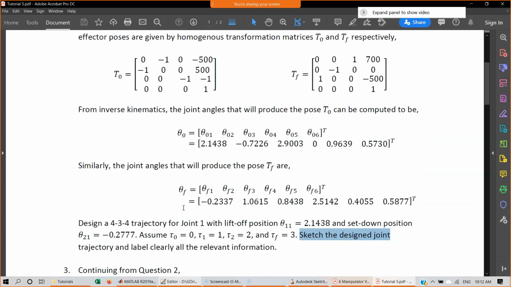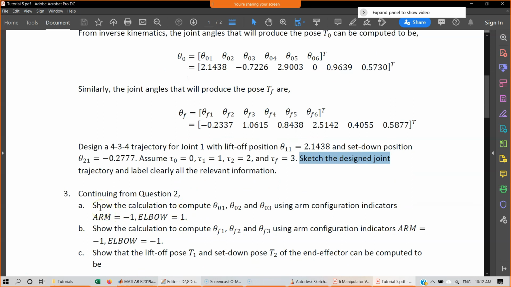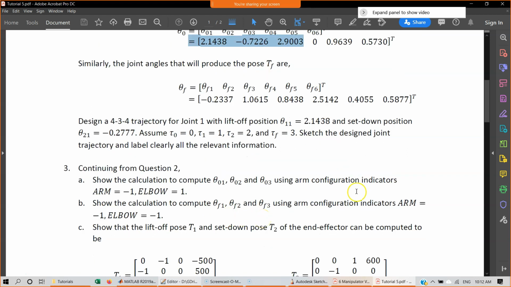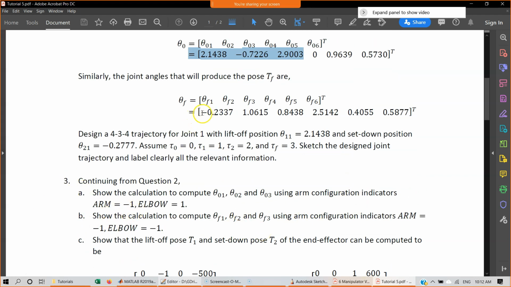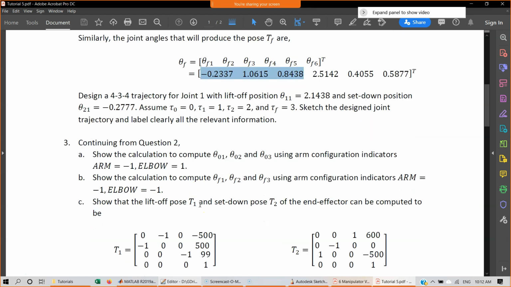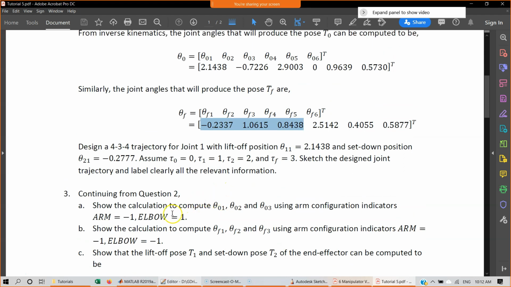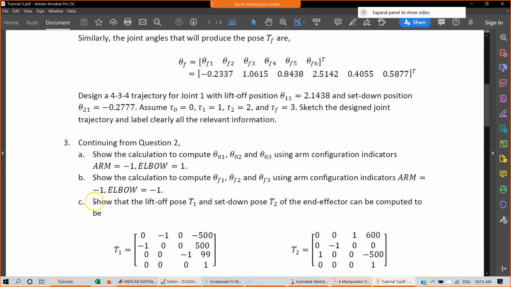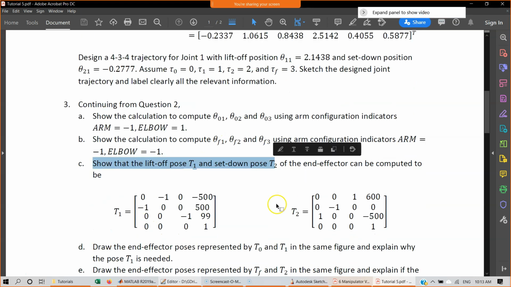But then question 3 requires you to perform the calculation. You have to compute this using inverse kinematics. You are given the arm configuration indicators. Okay, and then question 3b, you have to compute this using inverse kinematics. Of course, you can check, right? If from your computation you get this answer, that means it's correct. And then you have to show the lift off pose and the set down pose can be computed to be this.